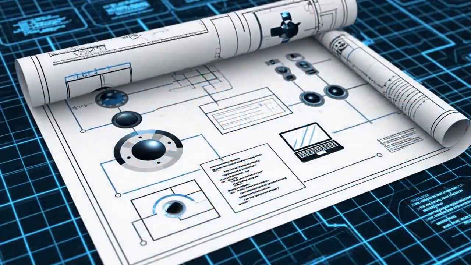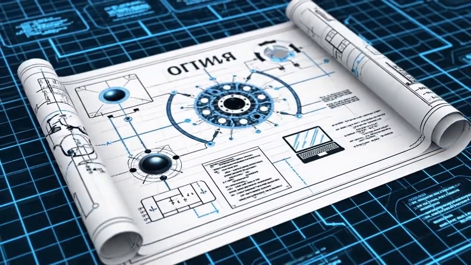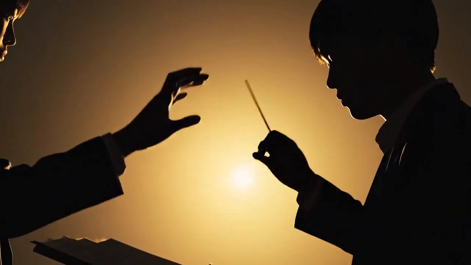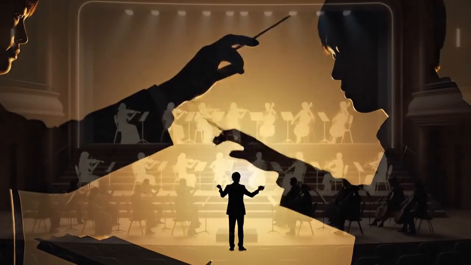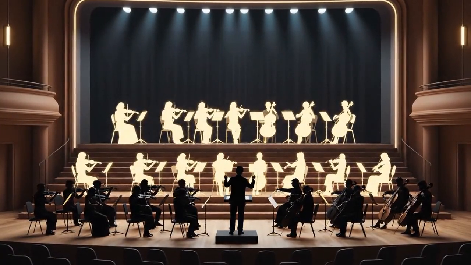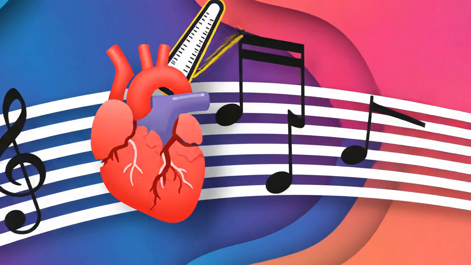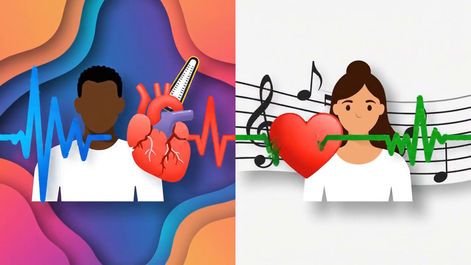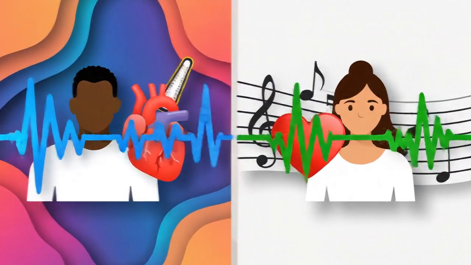And in this step-by-step tutorial, we will build the entire system from scratch, sensor to score, using a $39 smartwatch, a laptop, and open source code, so that by the end, you can conduct a 60-piece virtual orchestra with the metronome of your own cardiovascular system. Every listener hearing a soundtrack uniquely yours.